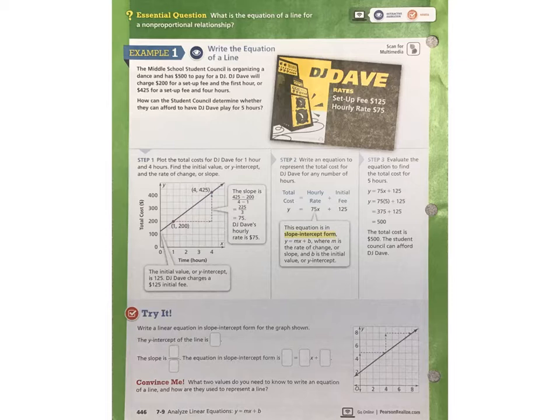The sign here in the picture shows us that DJ Dave has a setup fee of $125 and an hourly rate of $75. So step 1 is to plot the total cost for DJ Dave for 1 hour and 4 hours. Then we're going to find the initial value, or the y-intercept, and the rate of change, or slope. So initial value is what we also call the y-intercept, and the rate of change is what we call slope.